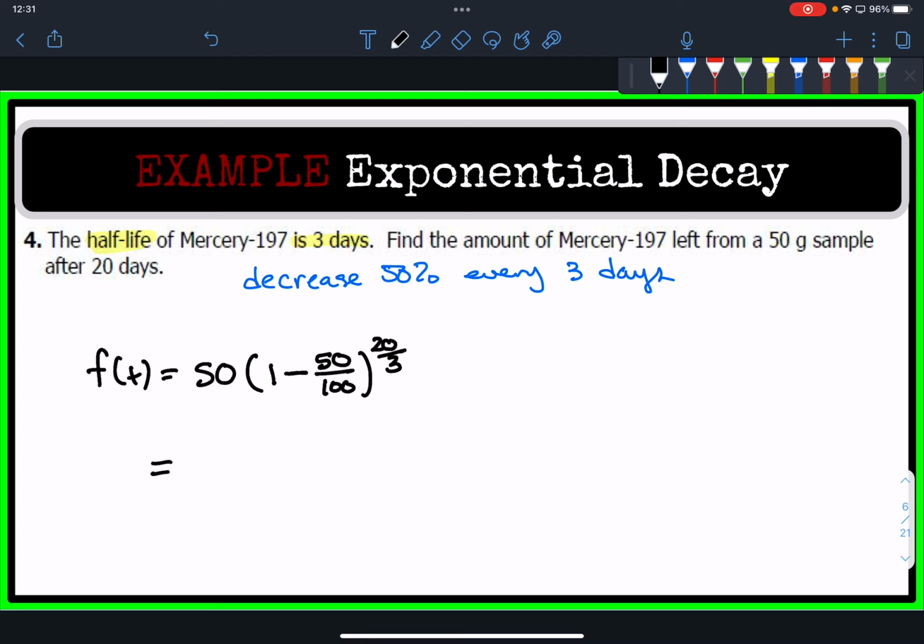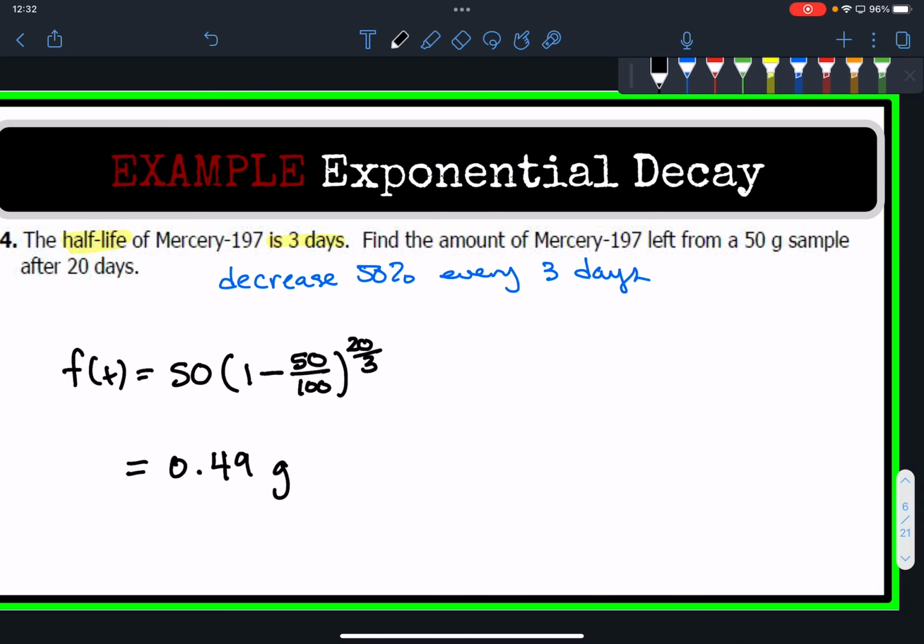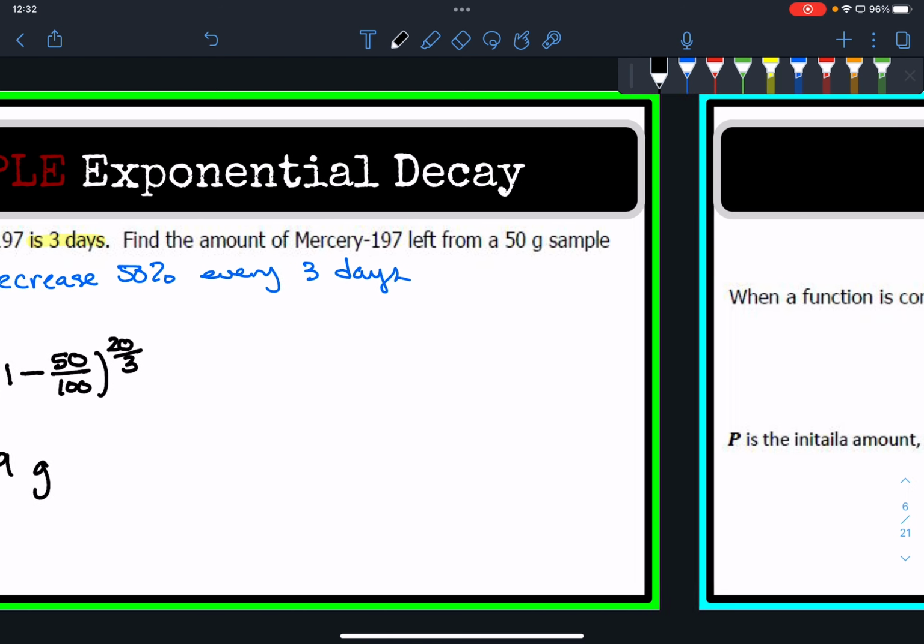So after 20 days, the half-life of Mercury-197, with 50 grams, is going to give us approximately 0.49 grams. That's how much is left if it decreases by 50% every 3 days. There, I said it correctly finally. So there's your answer. Let's look at a different model now.